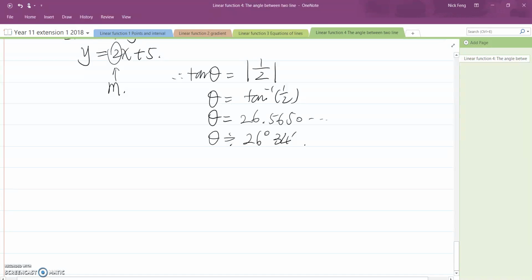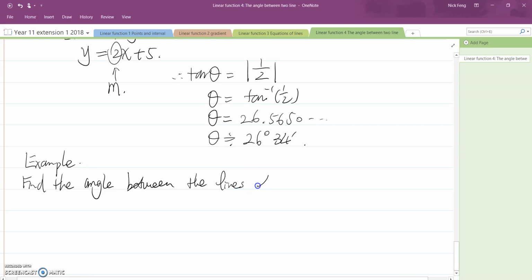Okay, let's do one more in case you want to see a little bit more example about generally how to find the angle between two lines. Find the angle between the lines L1, which is 2x plus, let's say, 3y minus 5 equals 0, and L2, let's make this easier this time, just y equals 3x minus 4.